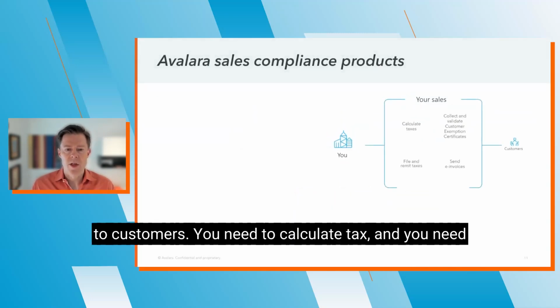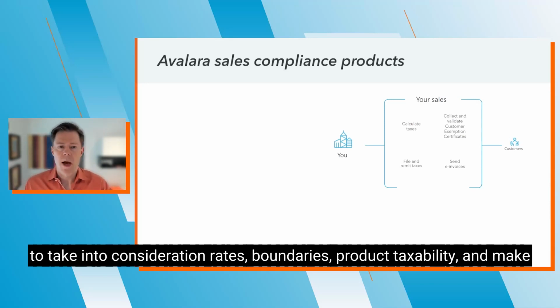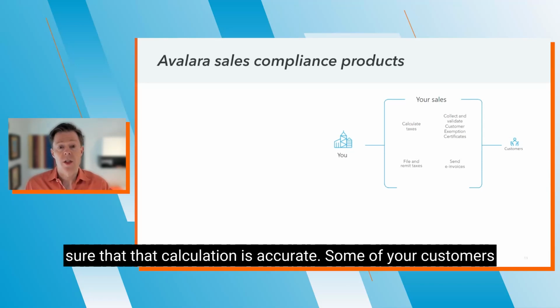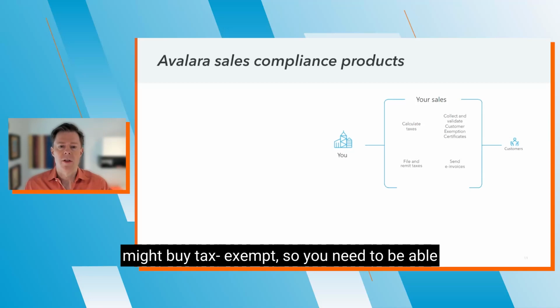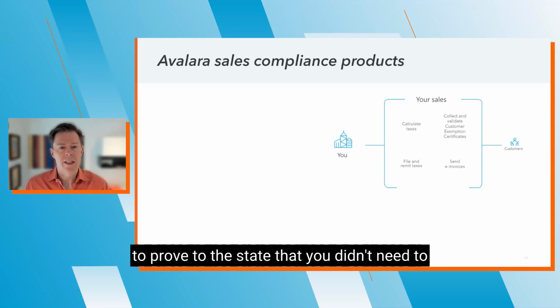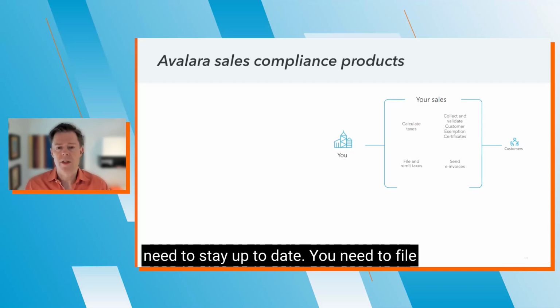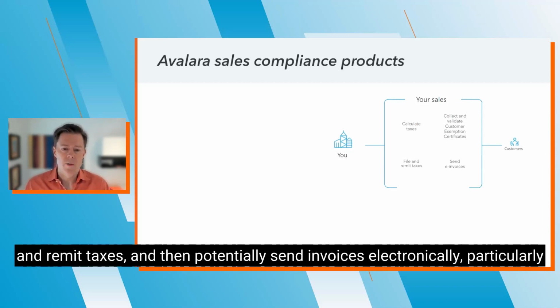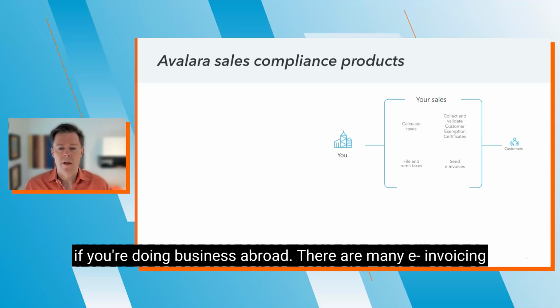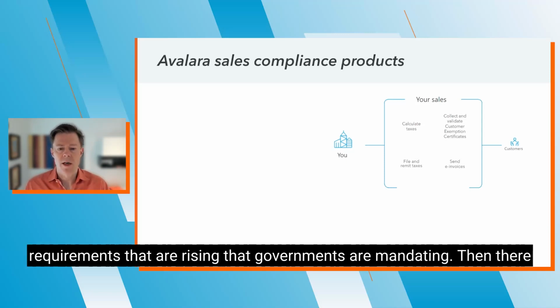So you're selling to customers, you need to calculate tax, and you need to take into consideration rates, boundaries, product taxability, and make sure that calculation is accurate. Some of your customers might buy tax exempt, so you need to be able to prove to the state that you didn't need to collect and remit tax, and those exemption certificates expire, so they need to stay up to date. You need to file and remit taxes, and then potentially send invoices electronically, particularly if you're doing business abroad. There are many e-invoicing requirements that are rising that governments are mandating.